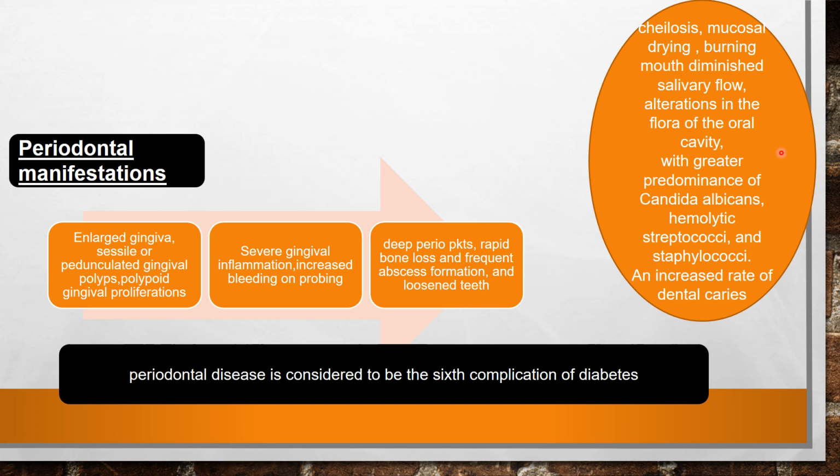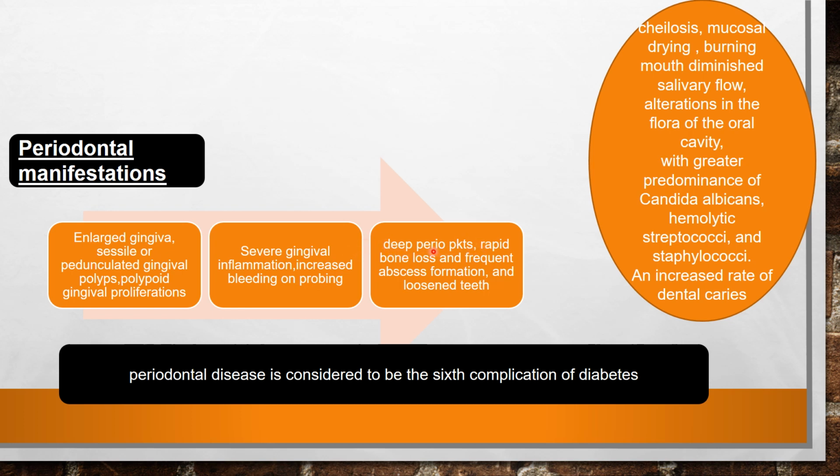So coming to the important part, that is the periodontal manifestations. You can see that there will be changes in the gingiva. There is enlargement of the gingiva due to increased inflammatory process. Sessile or pedunculated gingival polyps can be seen. Polypoid gingival proliferations can be seen. Severe gingival inflammation and increased bleeding on probing, increased clinical attachment loss, deep periodontal pockets.